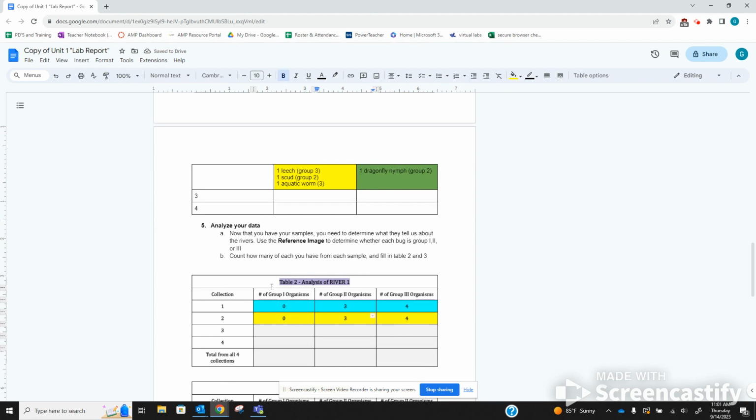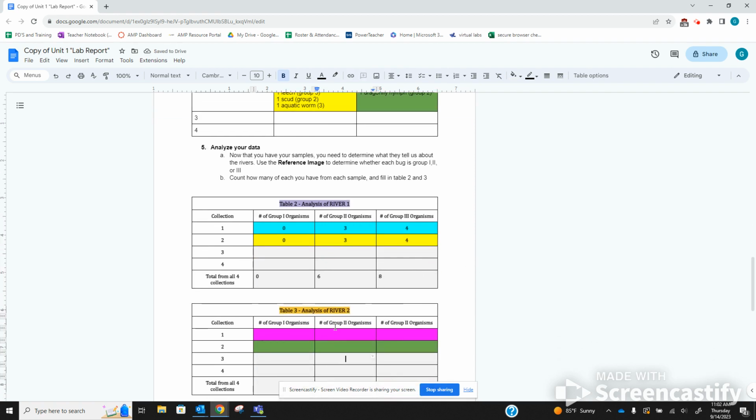Okay, so that's river 1. And then again, I would do the same for my next sample and my next sample. And then I'm going to add up the total I have of each type from all 4 of my samples in this river. So here I'm going to add up and I've got 0. Here I've got 3 plus 3 gives me 6. And here I've got 4 and 4 gives me 8.